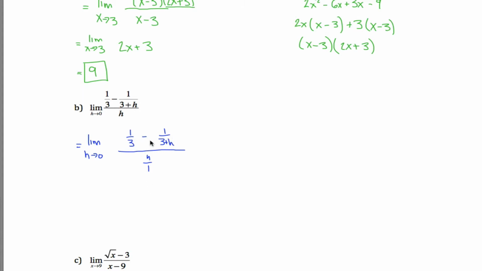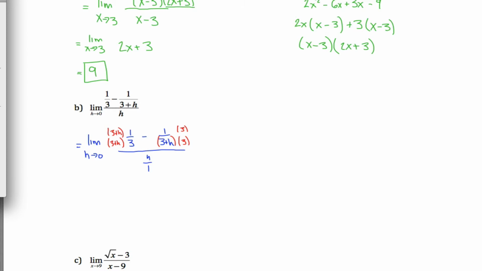The way you put together two fractions, well, you can only put them together if they have the same denominator. The least common denominator in this case is 3 times 3 plus h. In order to get that least common denominator, I'll have to multiply this fraction by 3 plus h over 3 plus h, and this fraction by 3 over 3.